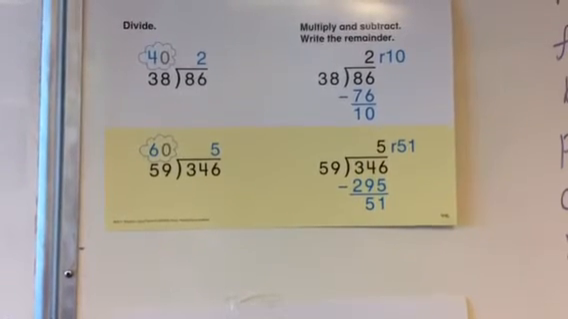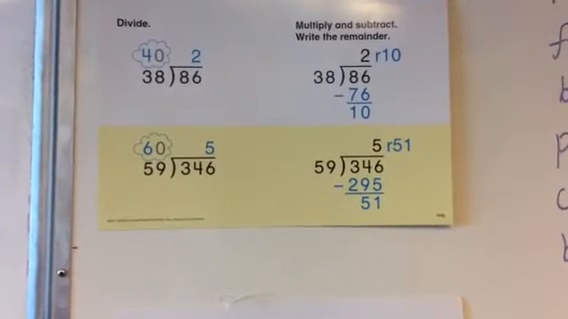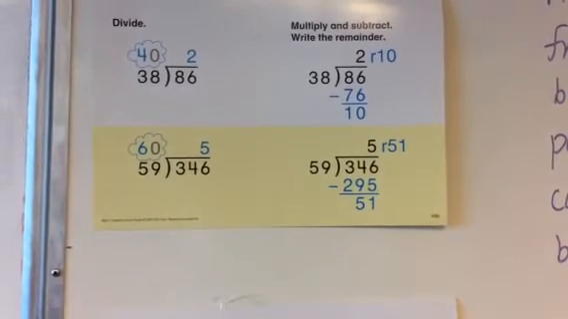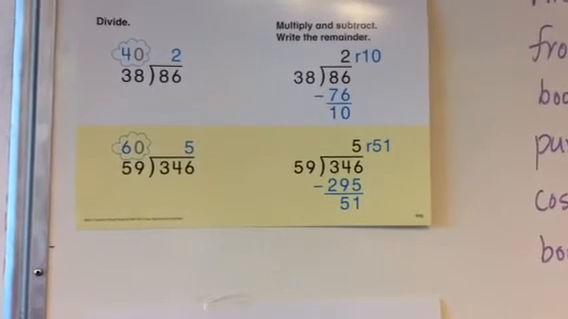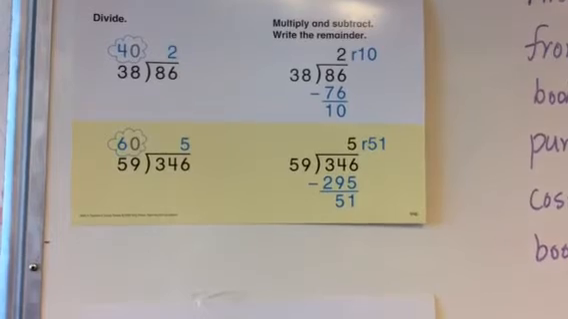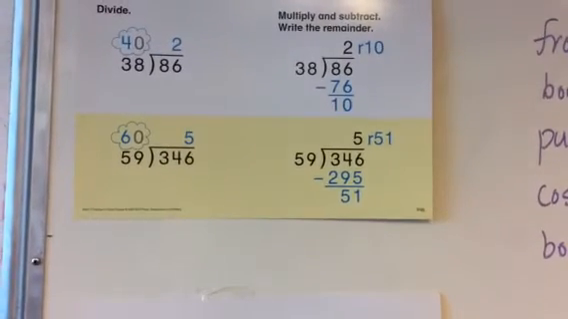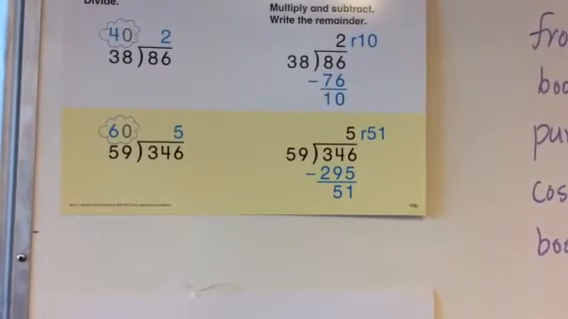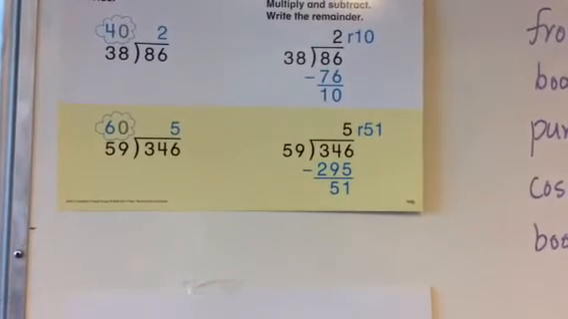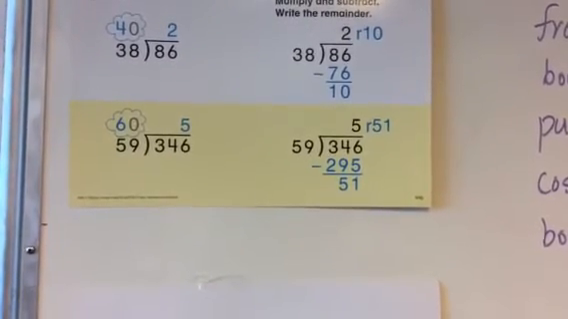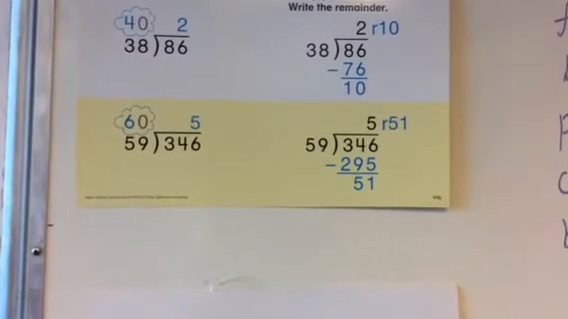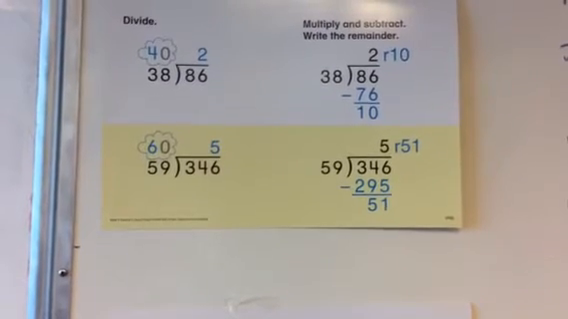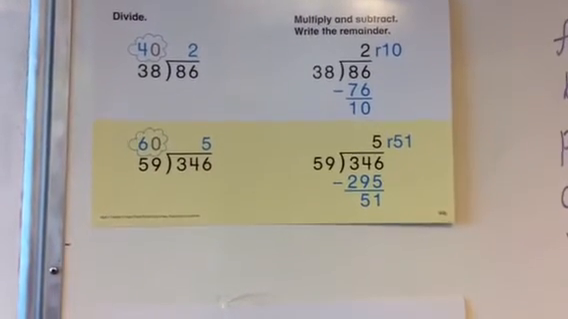Okay, look at the other problem. 346 divided by 59. You round 59 off to 60. 6 will go into 34 5 times. So 59 times 5, you get 295. Then you write that underneath 346 and subtract, and you get 6 minus 5 is 1. Then you borrow from 3. 14 minus 9 is 5, and 2 minus 2 is 0. So 5 remainder 51 is your answer in the quotient. So that's the reason you are learning how to round the divisor, to help you figure out the answer.